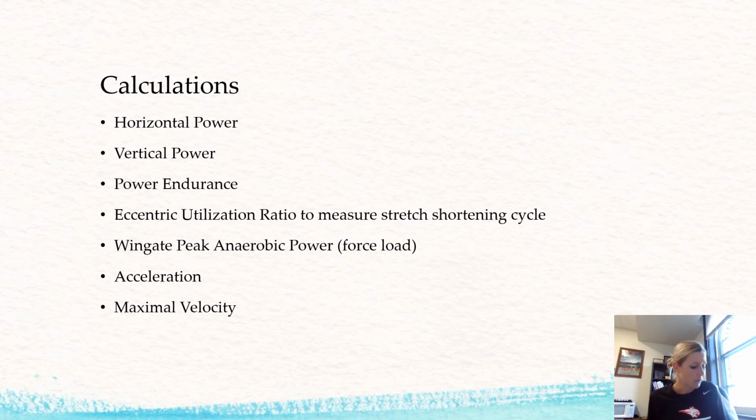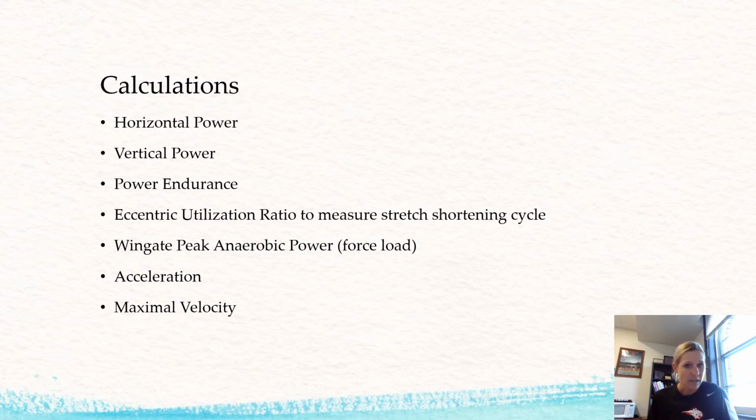Power endurance is the ability to repetitively achieve high power outputs or maintain a level of high power output. So again, might be something more like a muscular endurance type of activity. Eccentric utilization ratio is used to measure that stretch shortening cycle. So again, we're going to take the counter movement jump divided by the static jump in order for us to understand how much work was done just based on that stretch shortening cycle.